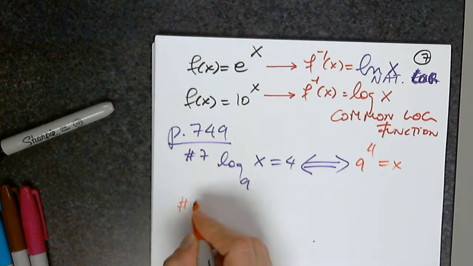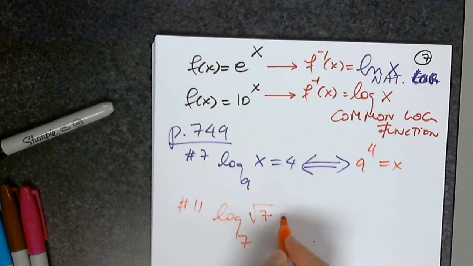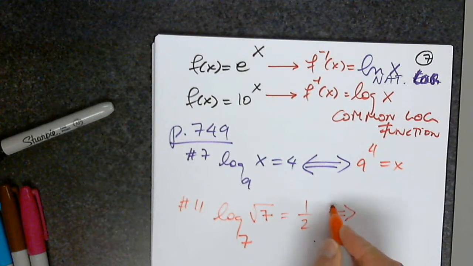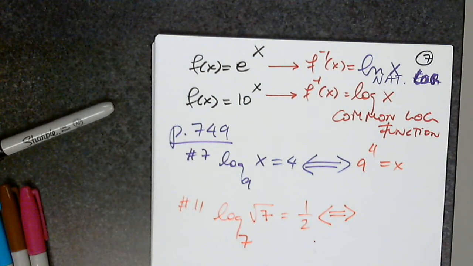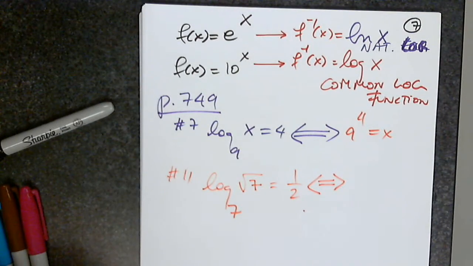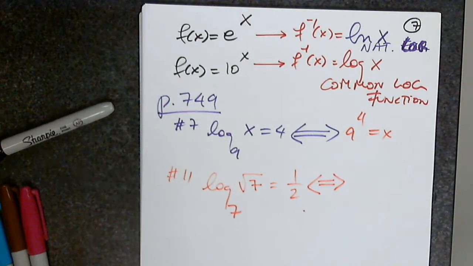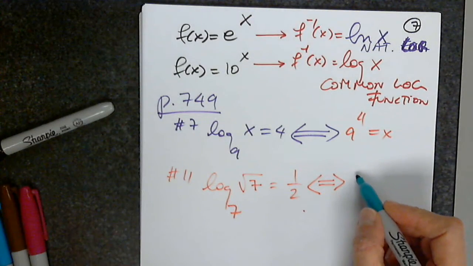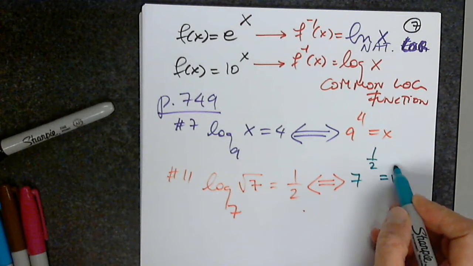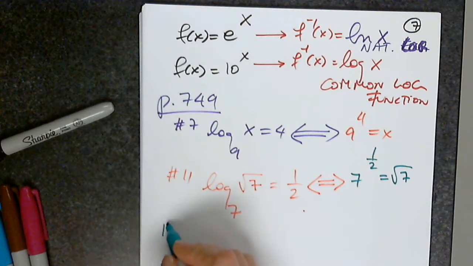Let's look at 11. Log base 7 of the square root of 7 is 1/2. They're only asking us to change it into an exponential equation. Of course, it will make sense, right? Is this true? Of course. 7 to 1/2 is the square root of 7. That's the square root of 7. Good.